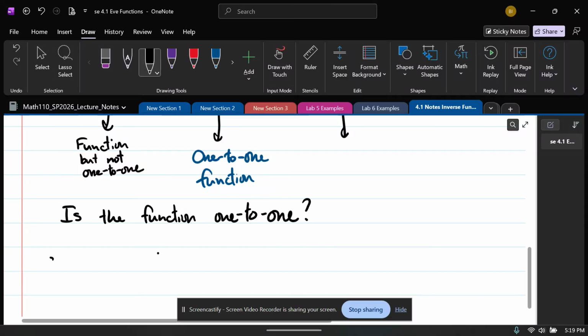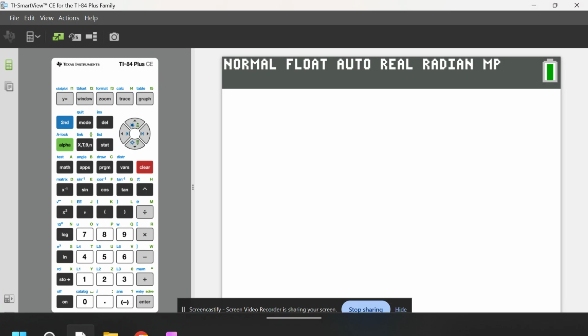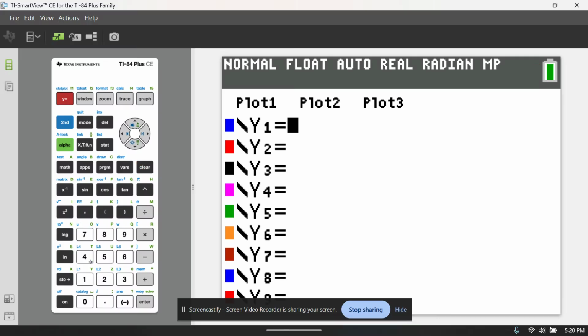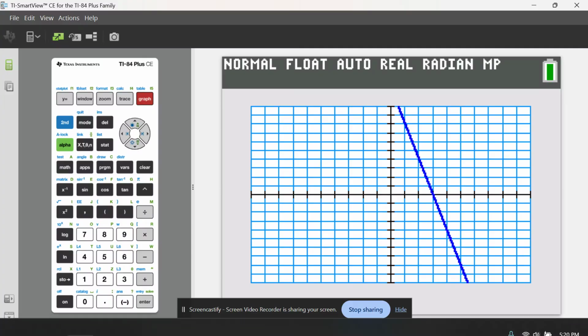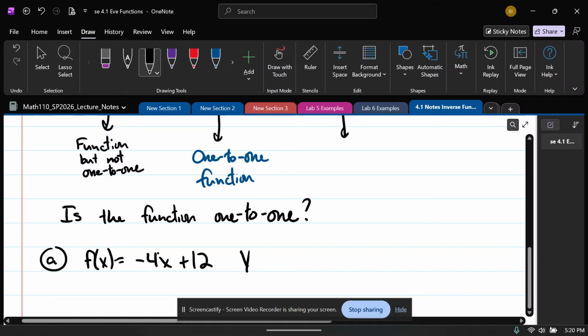All right. Is it one-to-one? Yes or no? So here's our first example. F of x is equal to negative 4x plus 12. Well, I'm not sure. I'm going to graph it and see, because my best test I've got is the vertical and horizontal line test. So does that pass the vertical line test? Yes. Does it pass the horizontal line test? If it passes both of those, then it is one-to-one. So this is a yes.